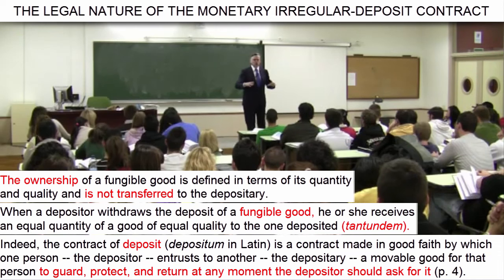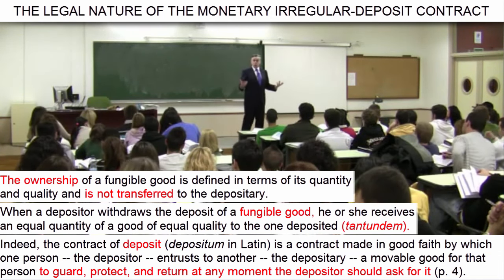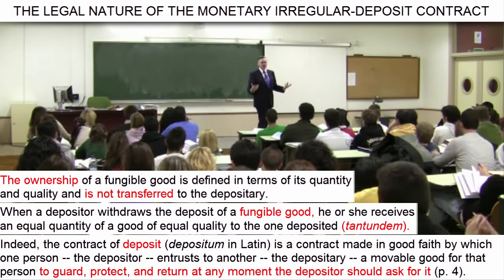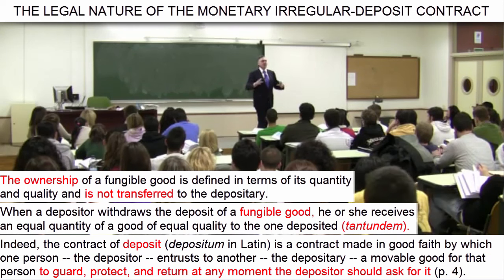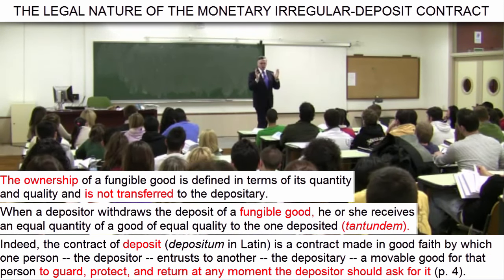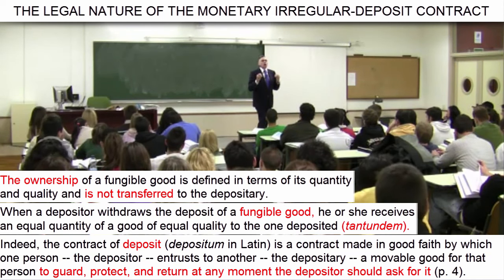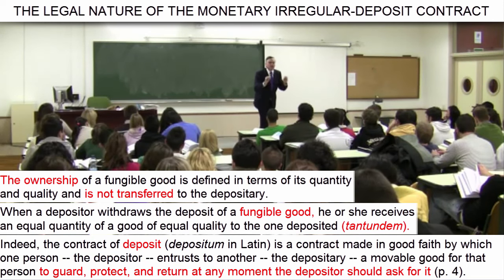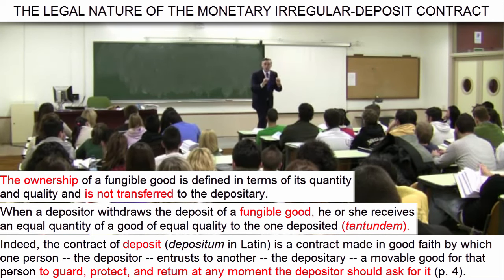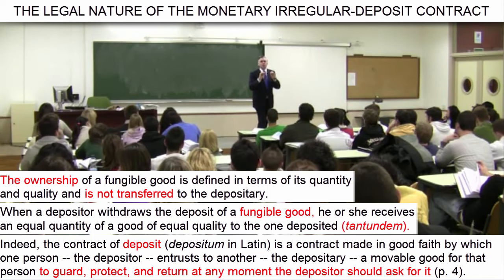As with all fungible goods, the deposit of a good of a certain quantity and quality, whether oil, wheat or money, and that definition of ownership in terms of quantity and quality is in the abstract, does not involve a transfer of ownership. Instead, the good is simply handed over with the safekeeping obligation, and the depository must constantly keep the entire tantundum, the equivalent in quantity and quality, in favour of the depositor.